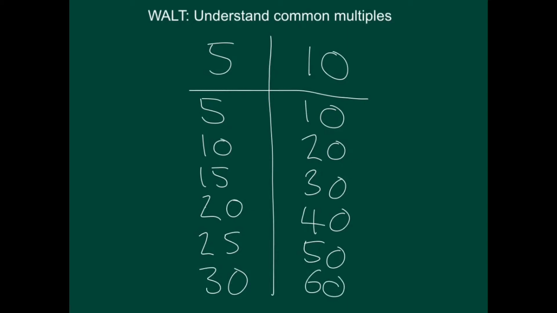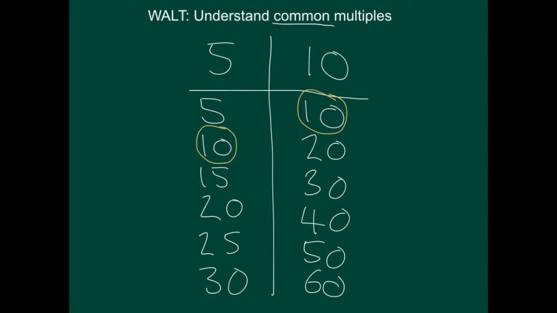So we're looking at common multiples. We want to know which multiples are common between these two numbers, 5 and 10. So we're looking for numbers now that are the same on each side. We can just go down the list and we can go 10 and 10. So that means that the number 10 is a common multiple of 5 and 10.